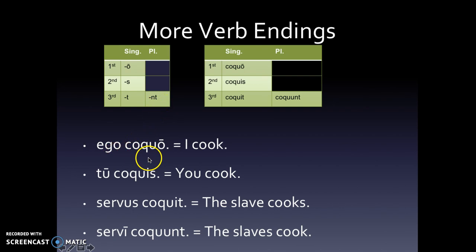So ego coquo would be I cook. Tu coquis would be you cook. Servus coquit would be the slave cooks. So there's only one slave here. Servi coquunt would be the slaves cook.